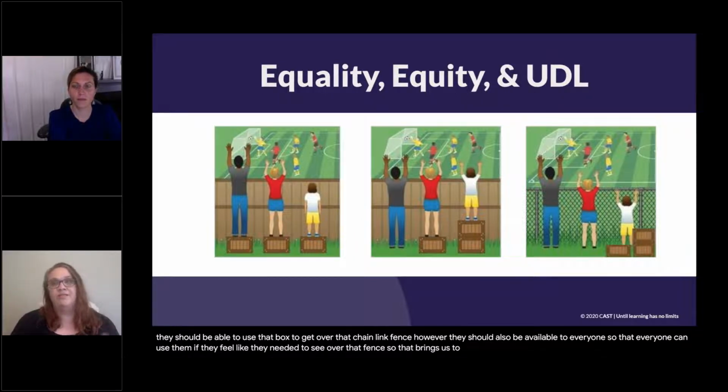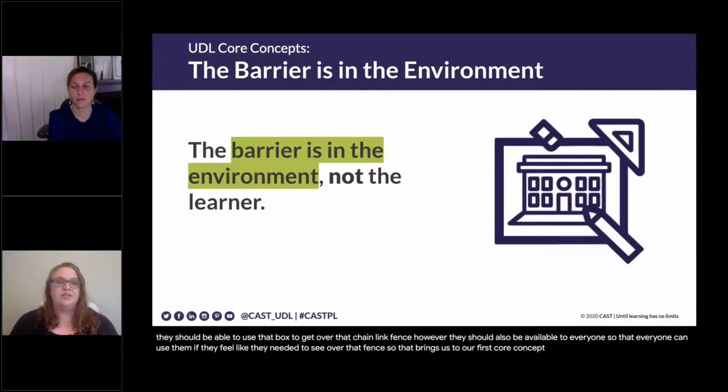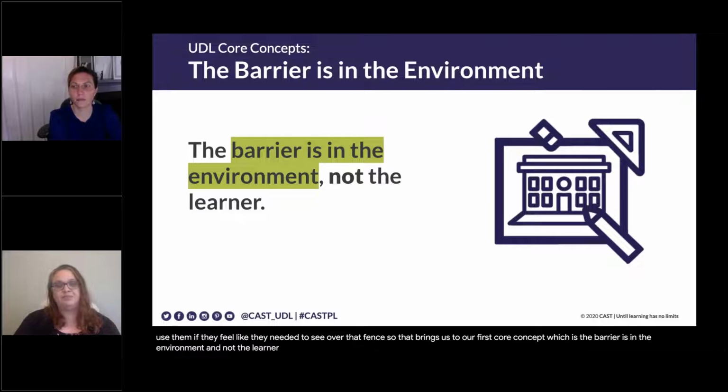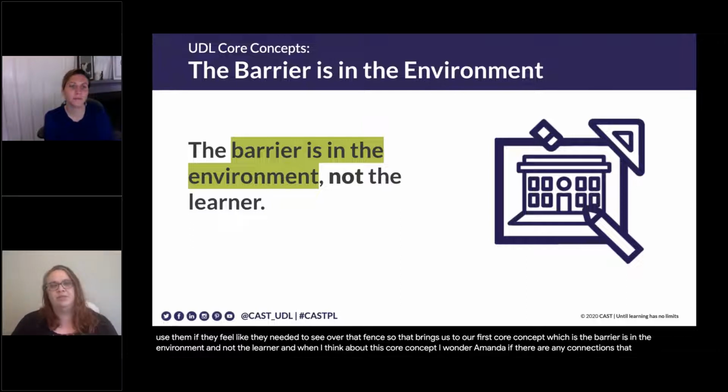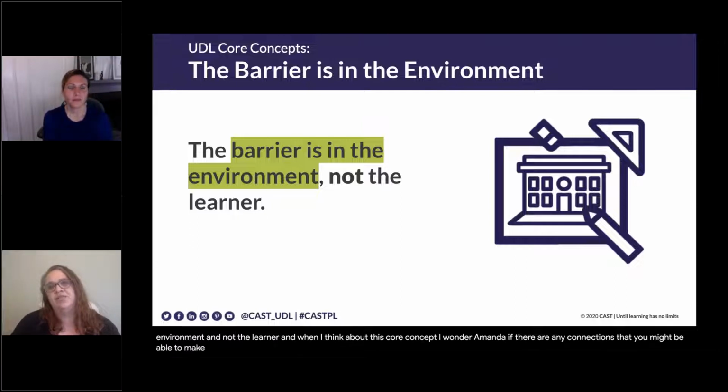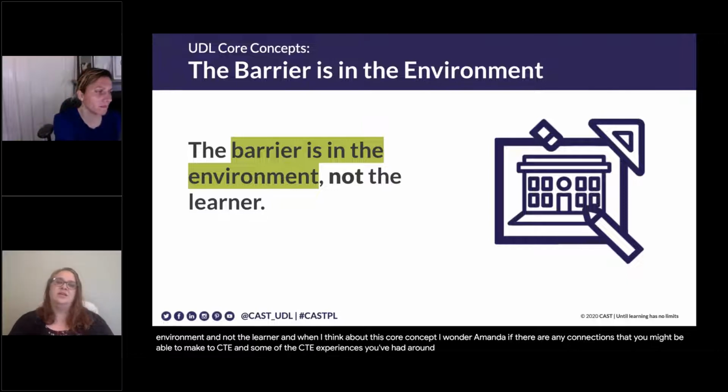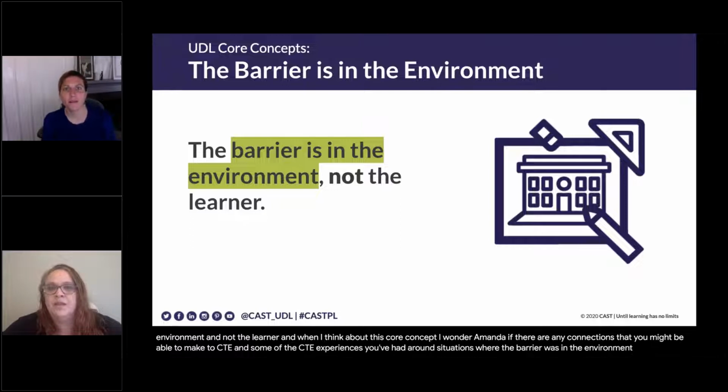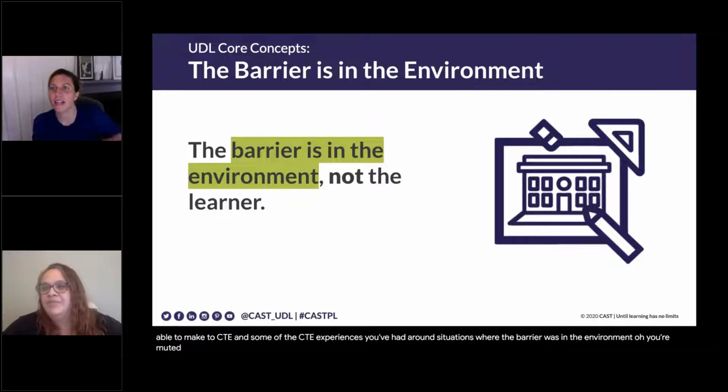So that brings us to our first core concept, which is the barrier is in the environment and not the learner. And when I think about this core concept, I wonder, Amanda, if there are any connections that you might be able to make to CTE and some of the CTE experiences you've had around situations where the barrier was in the environment. Oh, you're muted. Yes, thank you, Melissa.